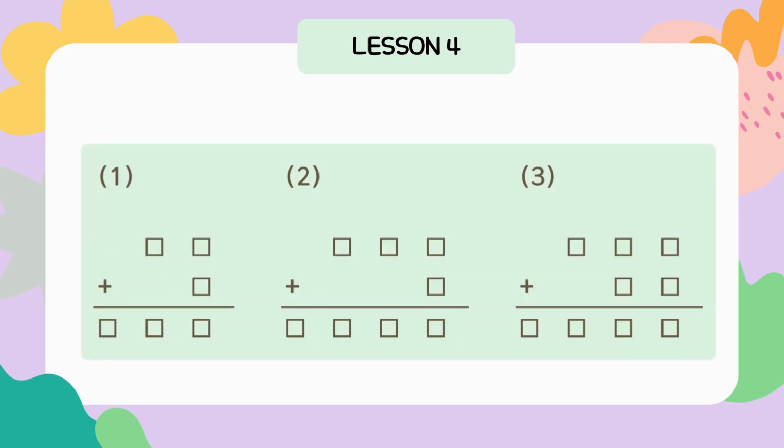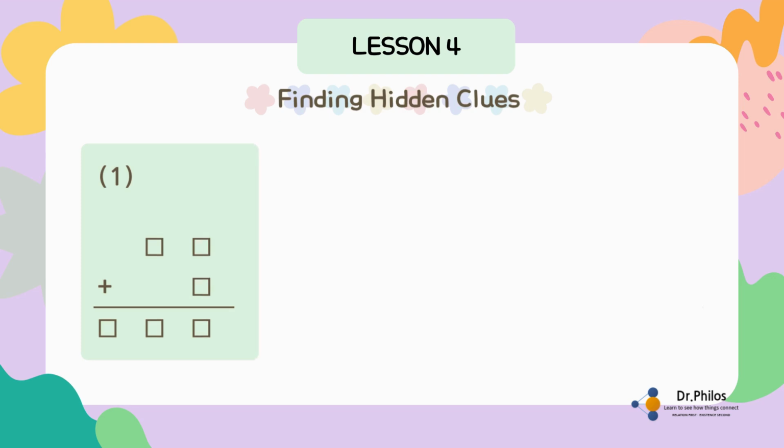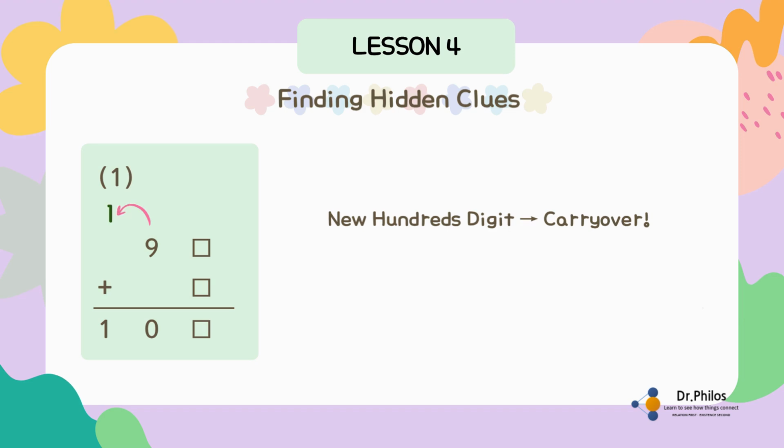Let's see what we can figure out in numbers 1, 2, and 3. In number 1, find the box that you can figure out the exact number for, and tell me why. We can figure out the hundreds and tens places. The hundreds place is 1, and the part in the tens place is 9. Also, the whole in the tens place is 0. Because there is a number in the hundreds place of the whole, which means a carryover happened from the tens place. There is only one number in the tens place part, but with a carryover of 1 from the ones place, it can create a carryover to the hundreds place.